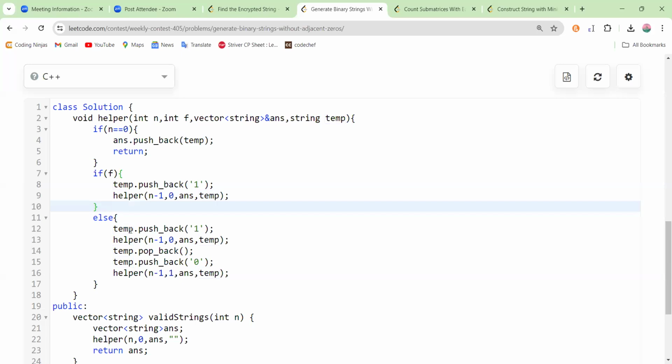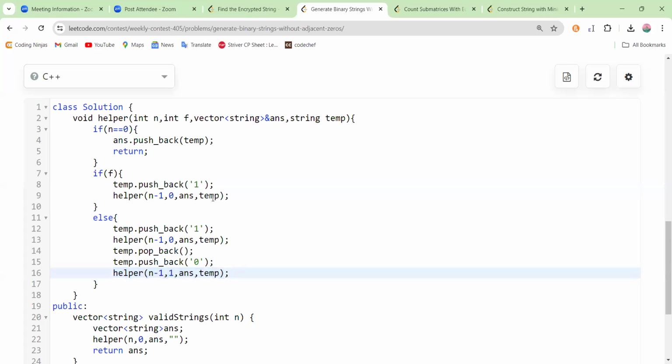Else, if this was not the case, we have two options. We can either put 1 or 0. So first of all, we made a call by putting 1. If we are doing so, the value of f will remain 0, the value of n becomes n minus 1, and answer and temp remain the same. In our temp, we are simply pushing back 1. Once we are done with 1, we want to try pushing 0, isn't it? Because there were two possible options. So we simply popped back 1 and pushed back 0 and made our recursive call to the next.